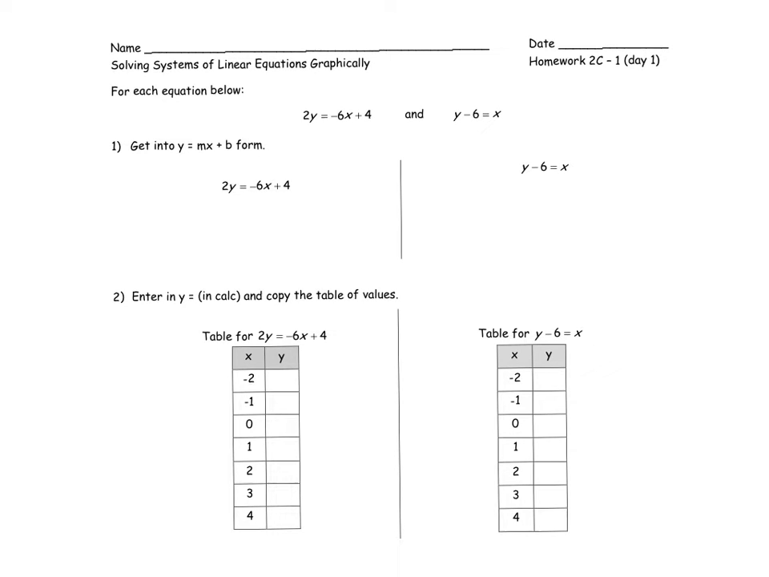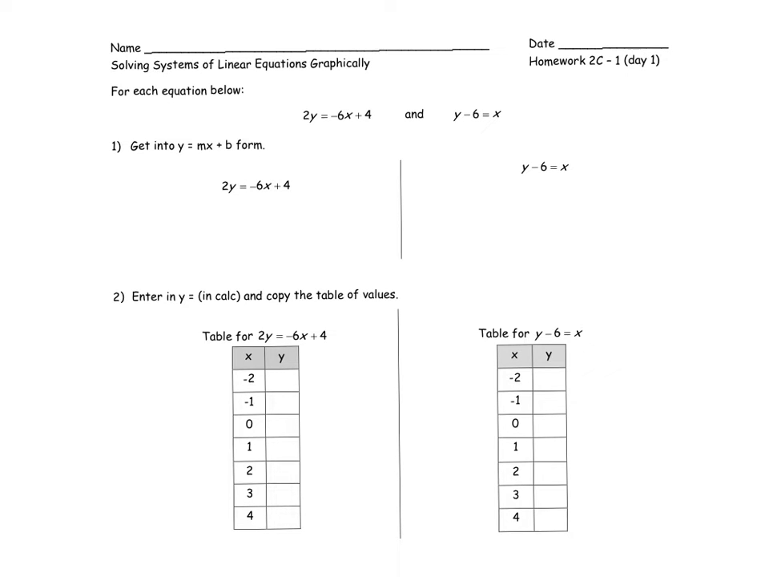Today we are going to go over the homework answers from lesson 2C-1, day 1. Alright, so for each equation below, 2y equals negative 6x plus 4 and y minus 6 equals x, we're going to have to solve this. So it's kind of breaking everything down into steps for us. Our first step is to get it in y equals mx plus b form.